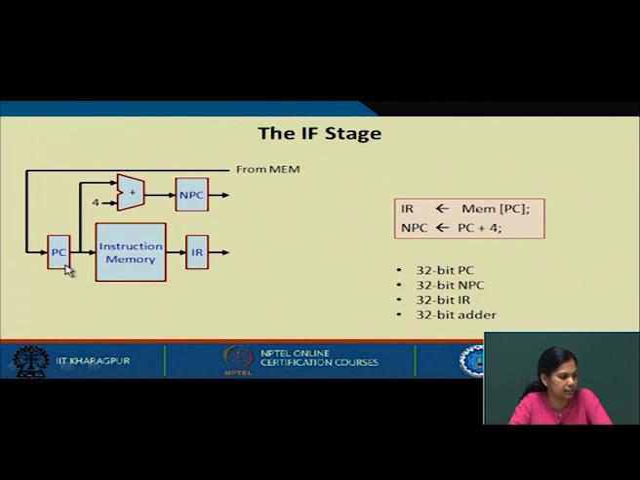PC contains the address of the next instruction to be executed. So, it will hit the instruction memory and the data will be available in IR. And this PC is added with a constant 4 and stored in NPC. These two operations can be performed using the following data path. The PC is hitting the instruction memory, from instruction memory the instruction is available in the IR, and from PC it goes to the ALU for incrementing, which is stored in NPC.